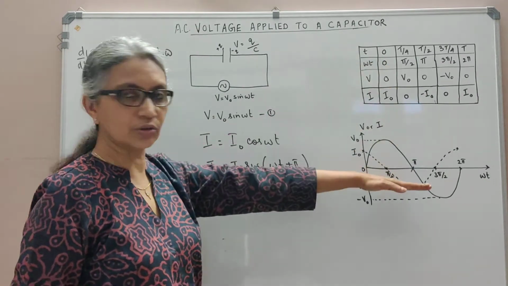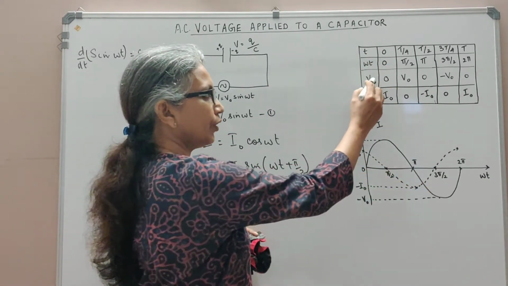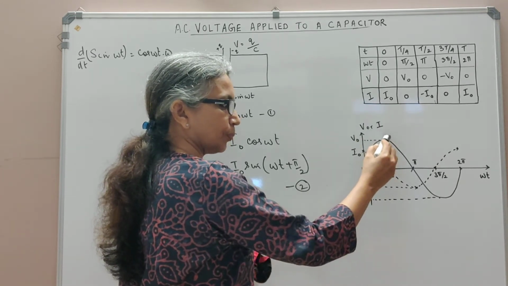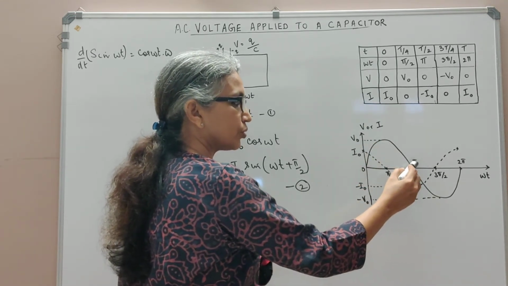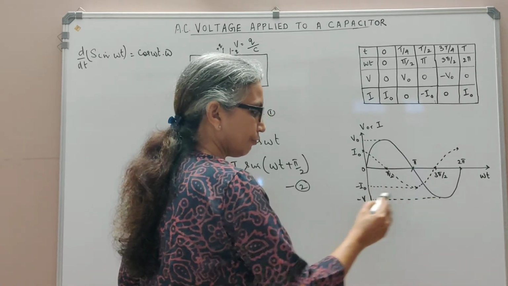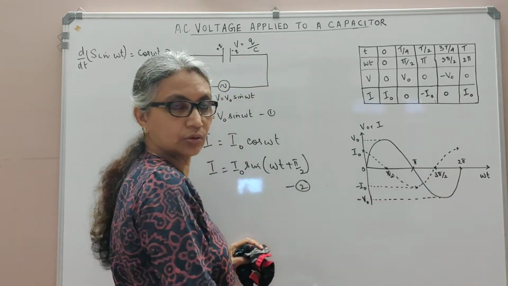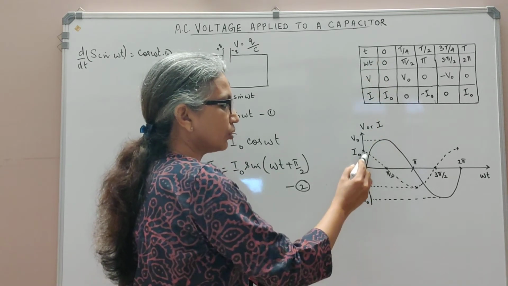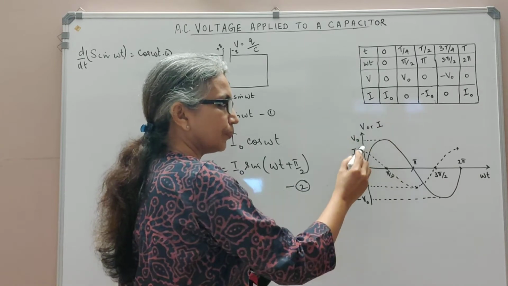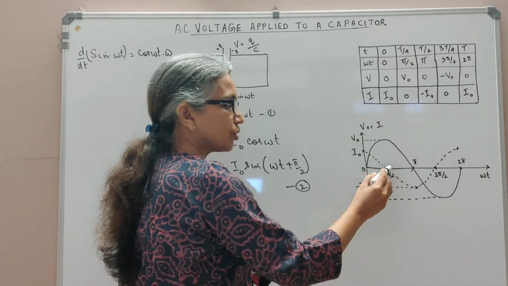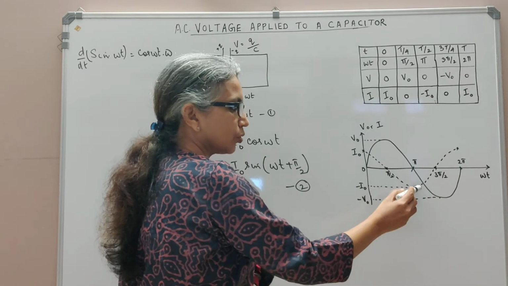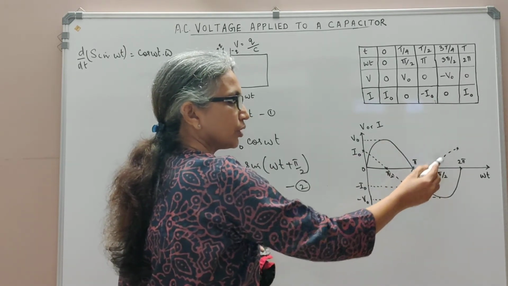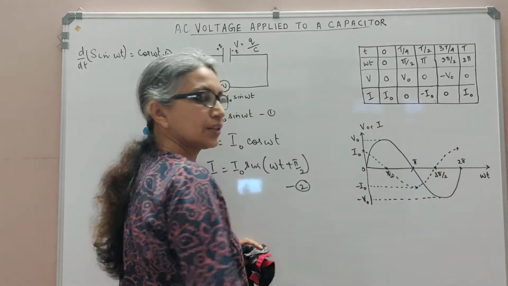With these two values, I've plotted our graph here, where V is starting from 0. At pi by 2, it attains plus V0, the peak value. At pi, it reduces to 0. At 3 pi by 2, negative V0, and then back to 0. Whereas our current at omega t 0 is at peak value here, I0. Then next at pi by 2, it reduces to 0. At pi, it reduces to minus I0. And at 3 pi by 2 it goes back to 0, and at 2 pi it's back to plus I0.